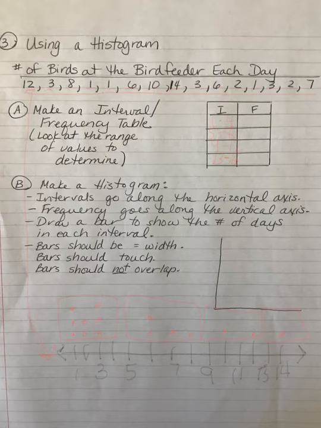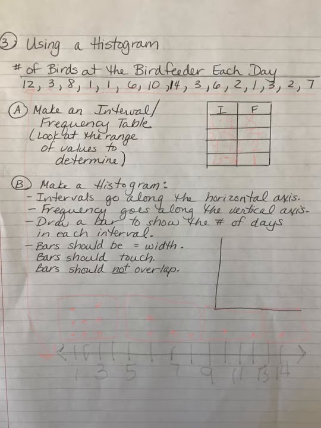So for the range 1 through 4, I count those up and I have 8. For 5 through 8, I have 4. 9 through 12, I have 2. And 13 through 16, I have 1. Okay, and again, I count those, I have 8, 12, 14, 15 values, so I'm good.